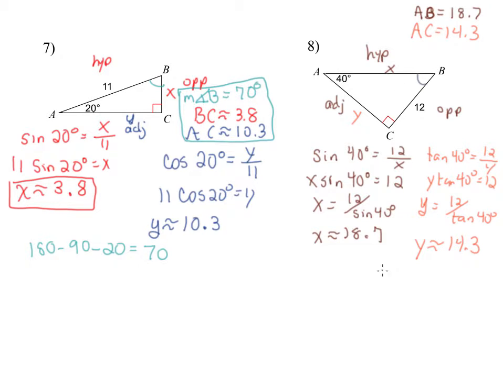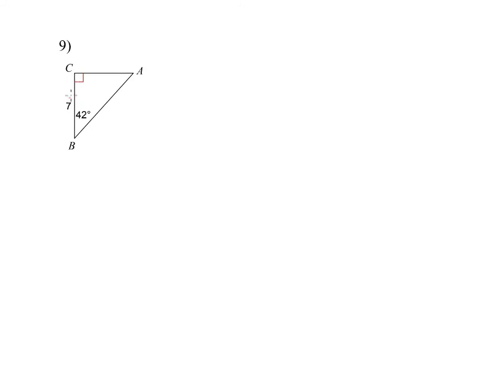To find our missing angle, we take 180 minus 90 minus 40, which gives us 50 degrees. The measure of angle B is 50 degrees. Last one in this section, we'll call AC x, and we'll call AB y.